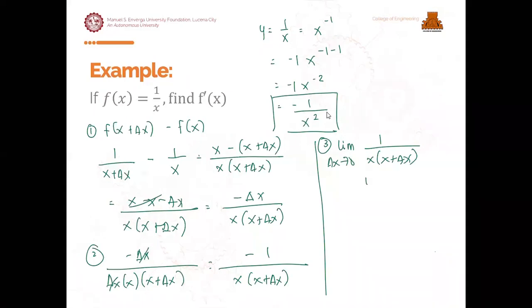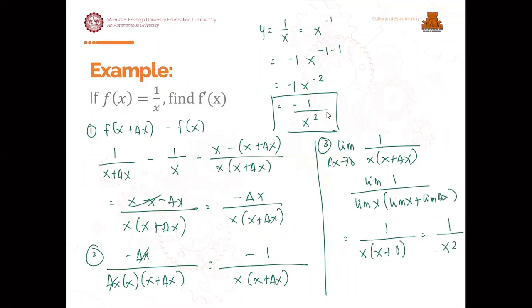Okay? So we have limit of 1 all over limit of x times limit of x plus limit of delta x. Okay? Then ito will be 1 over, si x is constant dito kasi delta x yung consideration natin. So x plus 0. So we have 1 over x squared. So nawala yung negative sign ko, sorry. So same yan nung y prime na nakuha natin using formula. Okay? So same nito.